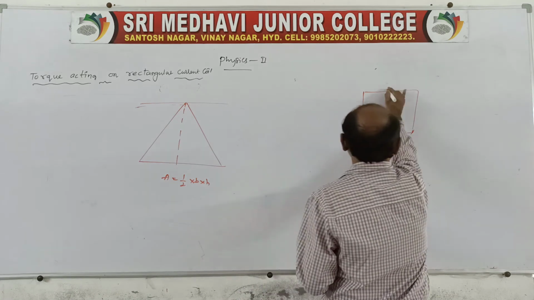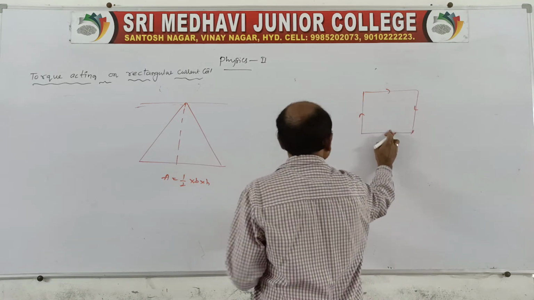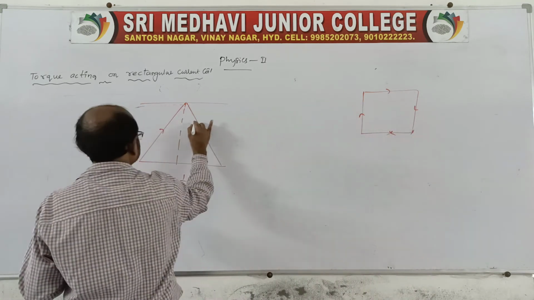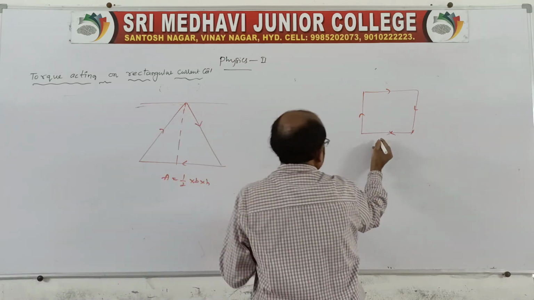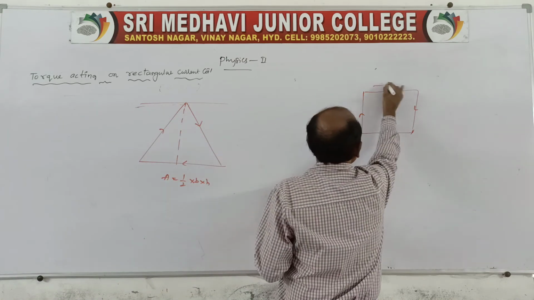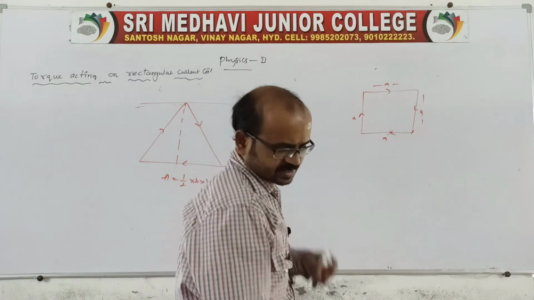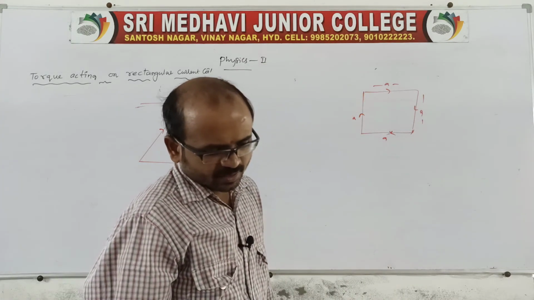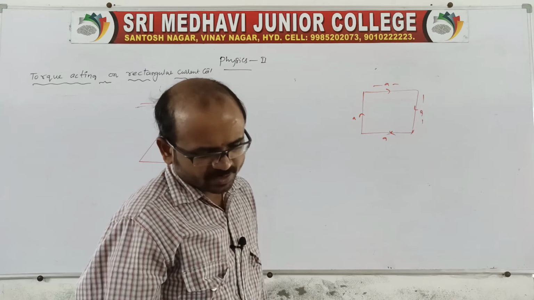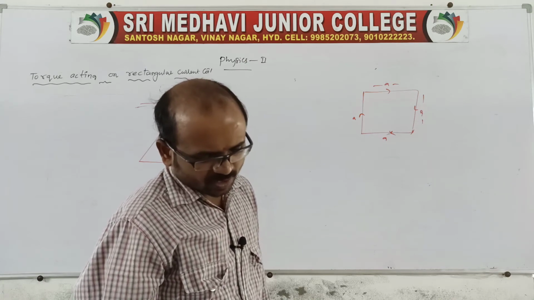Which is carrying a current in the anti-clockwise direction. Here also, each side is A. Then what happens? Area of the coil we can take as A squared, and it actually contains N number of turns. Therefore, we can work out the torque, right?